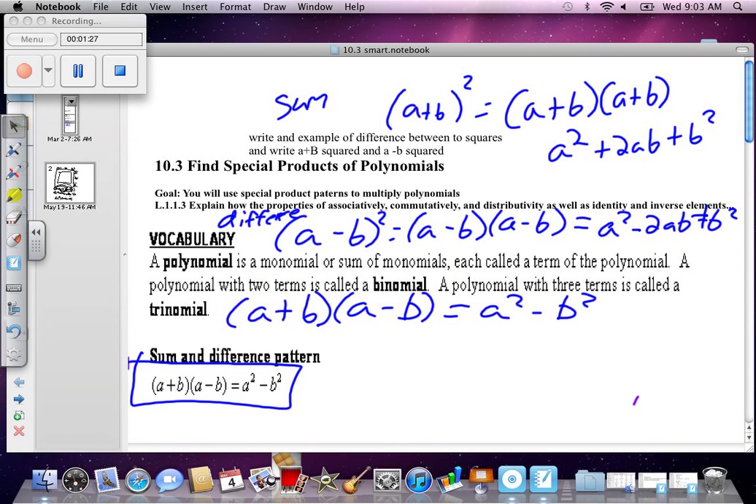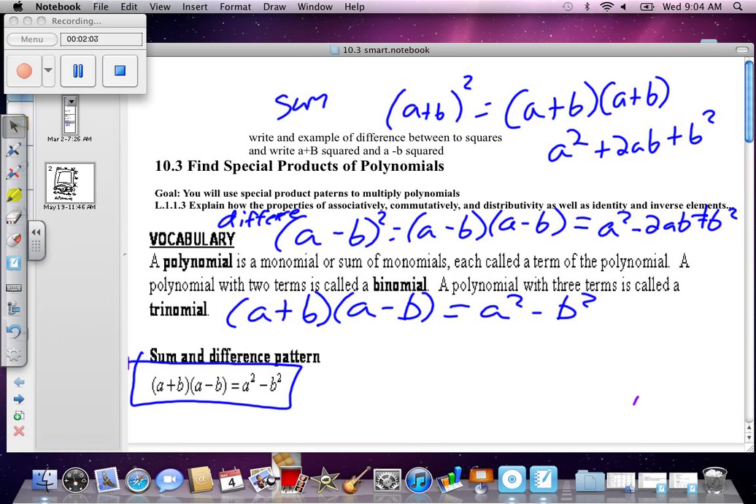Okay. So we get the sum and difference patterns and squares of a binomial pattern. So this is sum and difference, right here. And these two are squares of binomials. Some of your questions in your homework are going to ask: is it a square of binomials? Is it a sum and difference? And you have to be able to say yes or no.